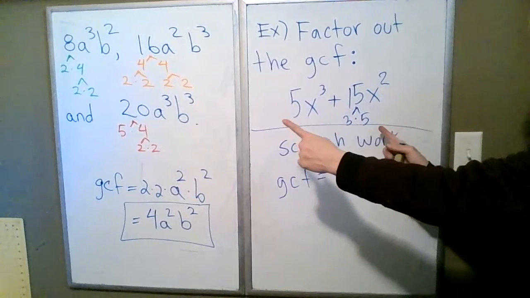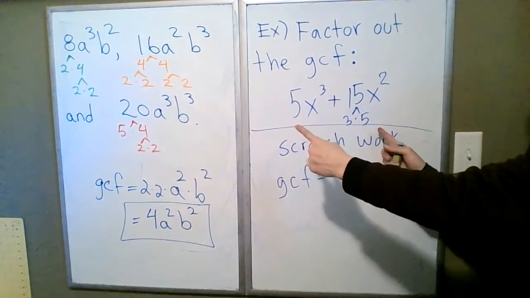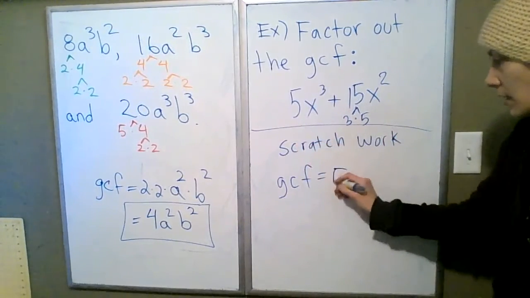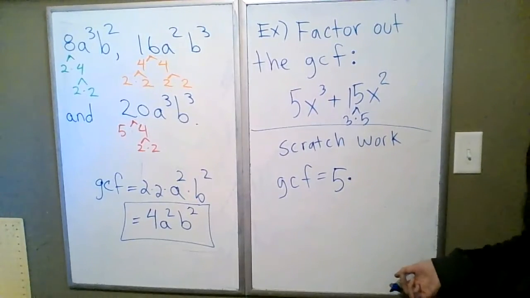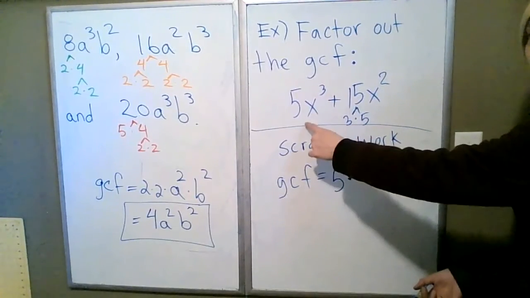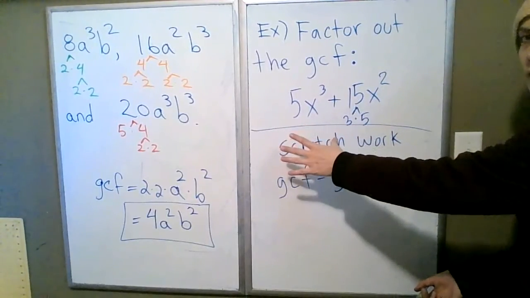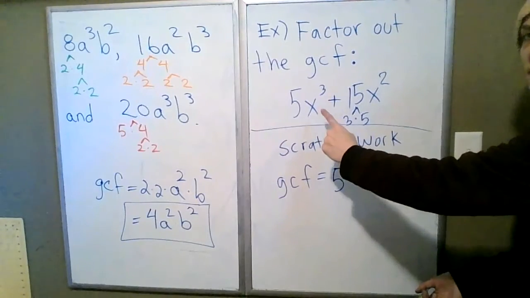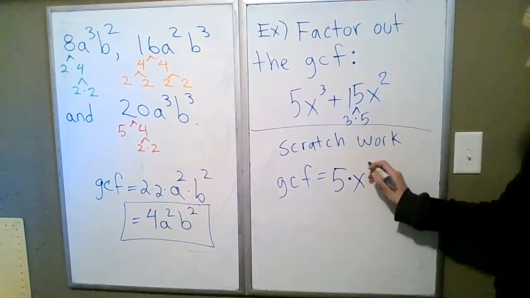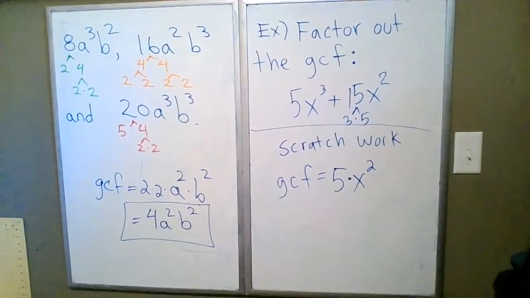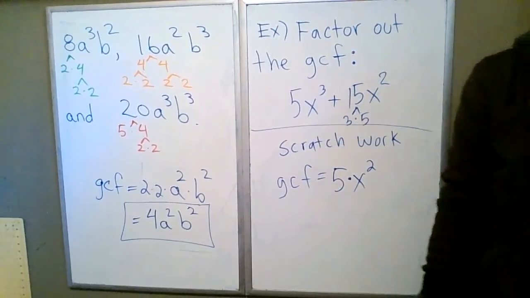There's a 5 here and a 5 there. So 5 is going to be part of this. And multiplied with, we're not going to use 3 because 3 is not common to both terms. So leave out 3, move on to x. The smallest power on x is 2. So let's factor out 5x squared.